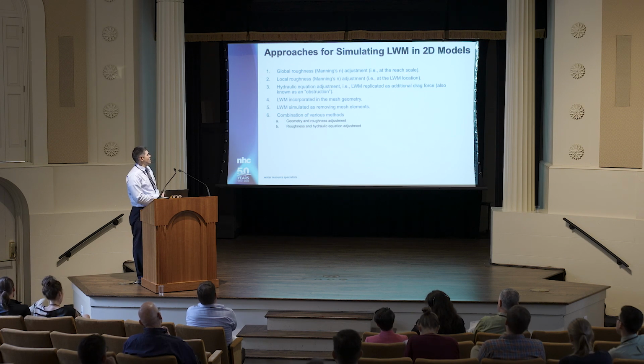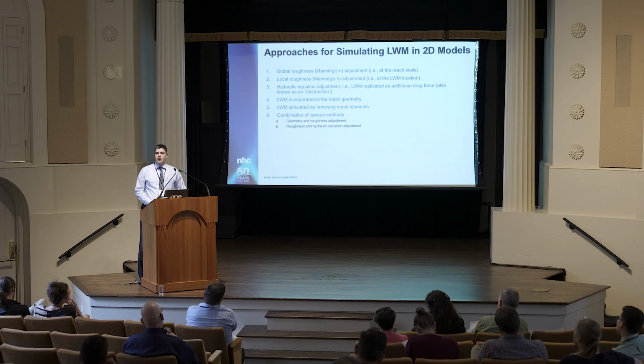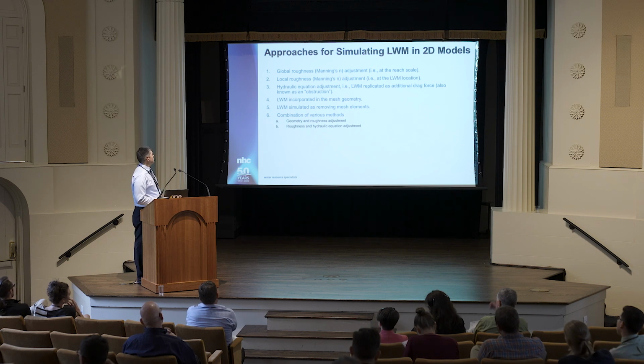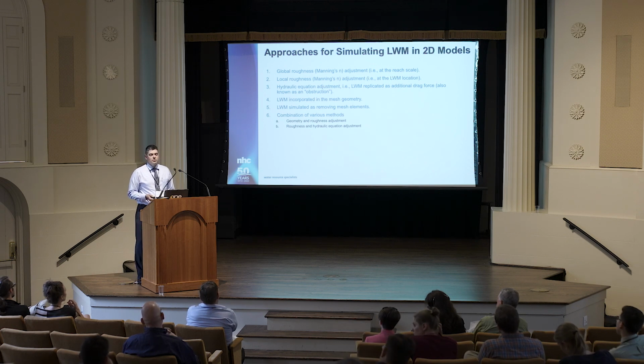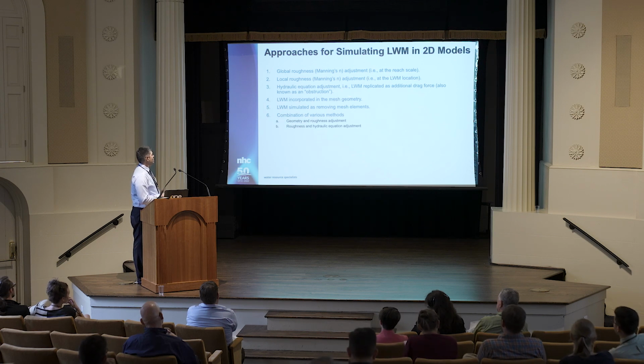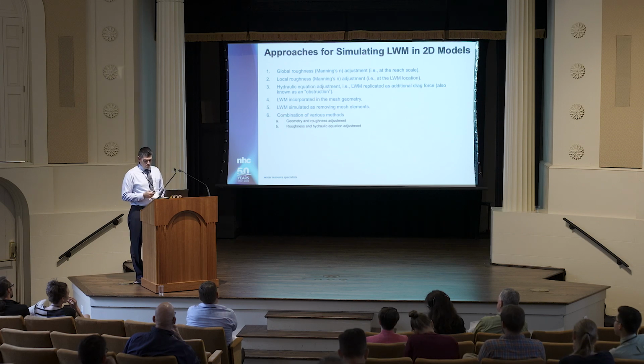So we can adjust Manning's n over the reach scale, and we'll see how that will be done. We can account for large woody material by adjusting Manning's n locally, in the vicinity of the large woody material structure. Large woody material could be represented computationally in the form of an additional drag force, which is basically what the SRH-2D obstruction coverage does. Now we're getting into the more complicated stuff. Large woody material can be directly incorporated in your 2D model mesh geometry, or it could even be simulated in the form of infinite vertical walls under certain circumstances, which is essentially done by removing some mesh elements.